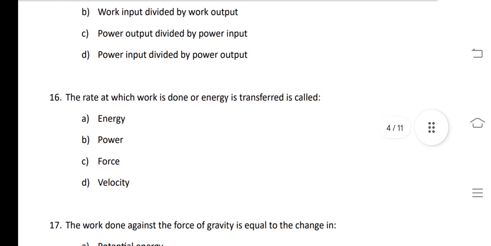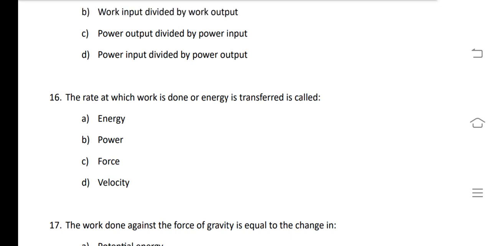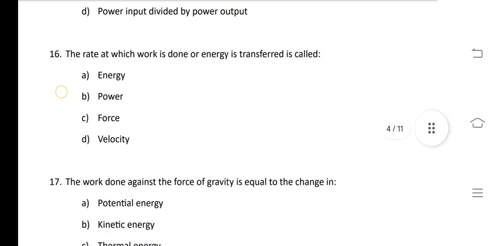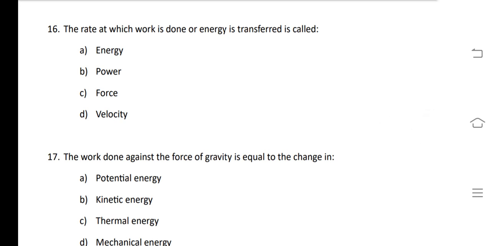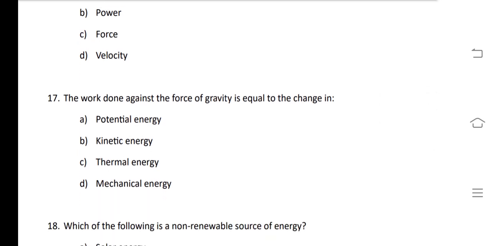Next question, the rate at which work is done or energy is transferred is called as power. Option number B is the correct answer. Our next question is, work done against the force of gravity is equal to the change in its kinetic energy. Option number A is the correct answer.